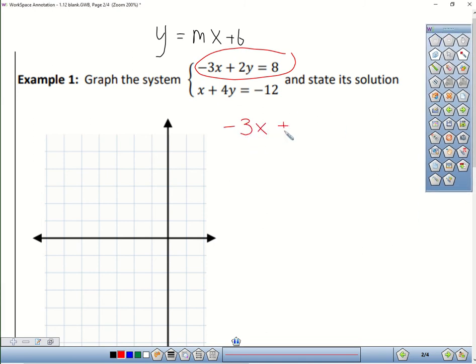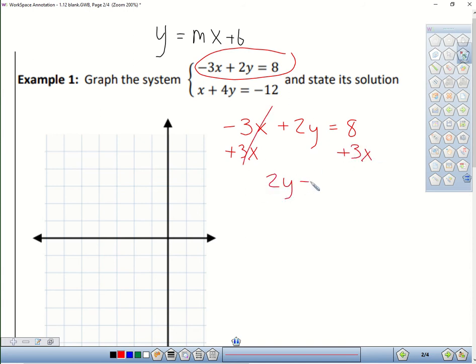Negative 3x plus 2y equals 8. So to get the y by itself, I'm going to add 3x on both sides. That's going to give me 2y equals 3x plus 8. I'm going to divide both sides by 2. And that leaves me with y equals 3/2 x plus 4.